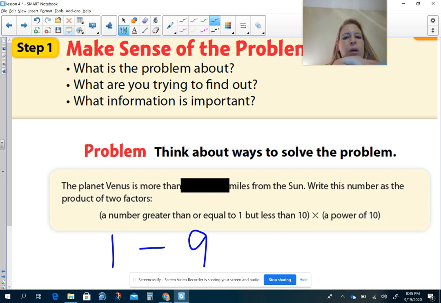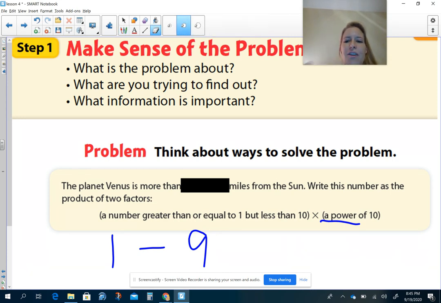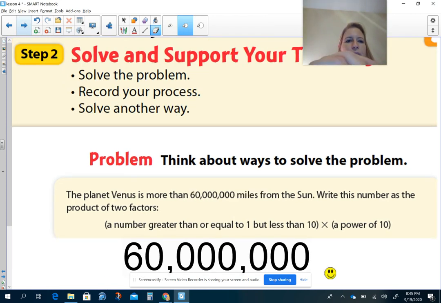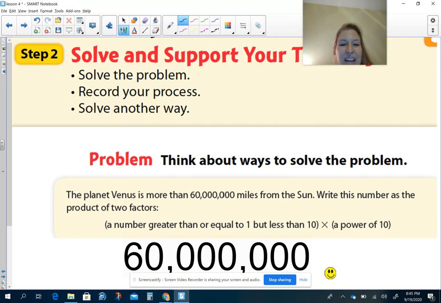And we're going to be multiplying by a power of 10. So think about the word power. What comes to mind? Good. Hopefully you thought exponent, the power of. So like 10 to the power of 5, 10 to the power of 4. These are exponents. Good. Okay, so far we have in our head a little bit, right? Okay, so let's uncover that square. Behind that square, we've got 60 million. All right, 60 million.